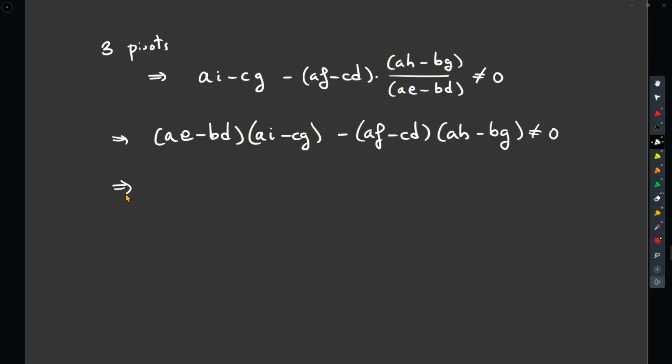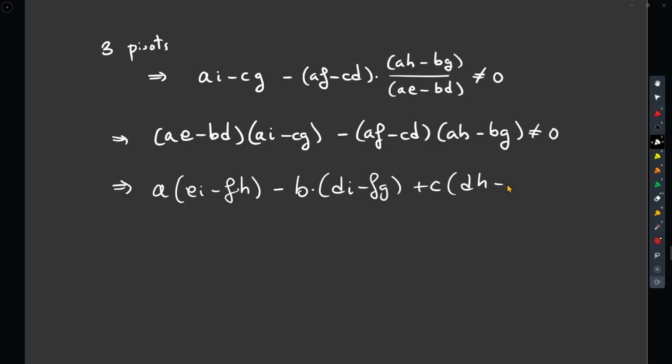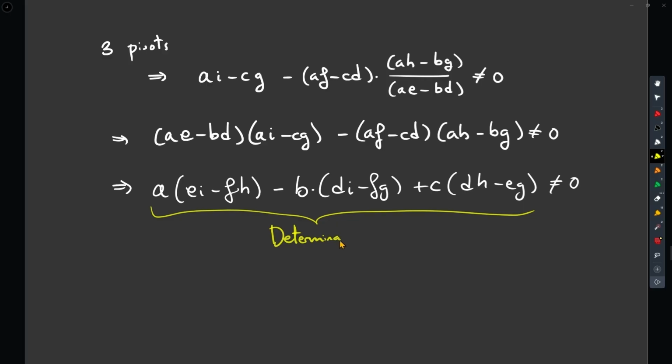And this simplifies to the following expression: A times (EI minus FH) minus B times (DI minus FG) plus C times (DH minus EG) is non-zero. And this quantity is what I'm going to call the determinant of the 3 by 3 matrix A that we were working with. So this number is going to be the quantity that determines whether the matrix is invertible.